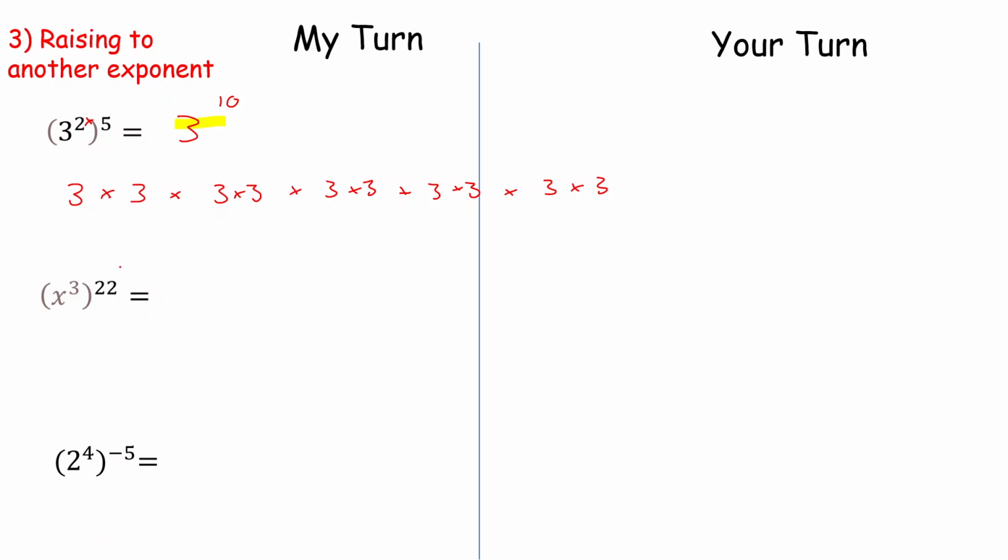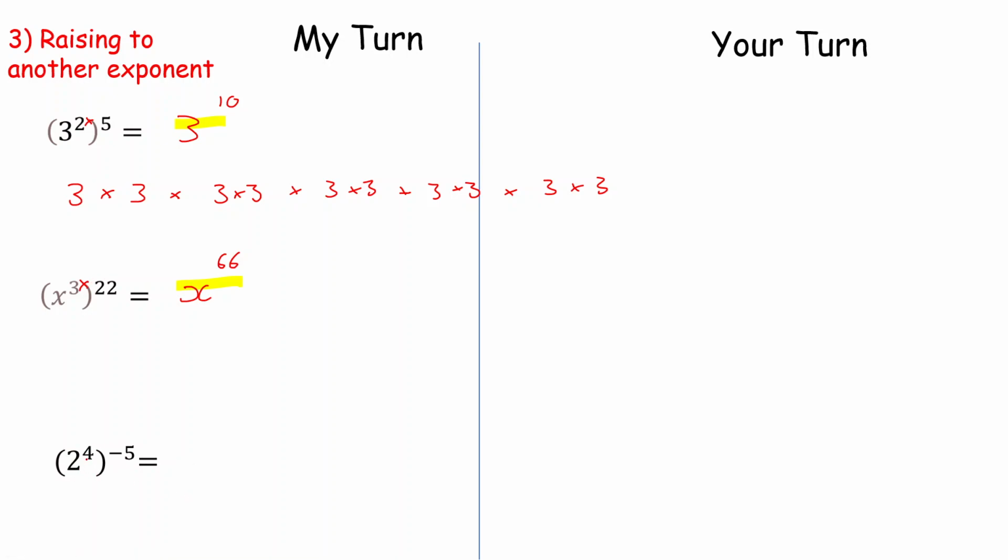Okay, so now knowing this, we've got our indice here, x cubed, and the power is to the power of 22. I'm not going to show you the working for this, it will be here all day. You just need to know that now you've got an indice raised to another power, you multiply the powers together. So 3 times 22 is 66, so it's going to be x to the power of 66. And that is your answer for this one.